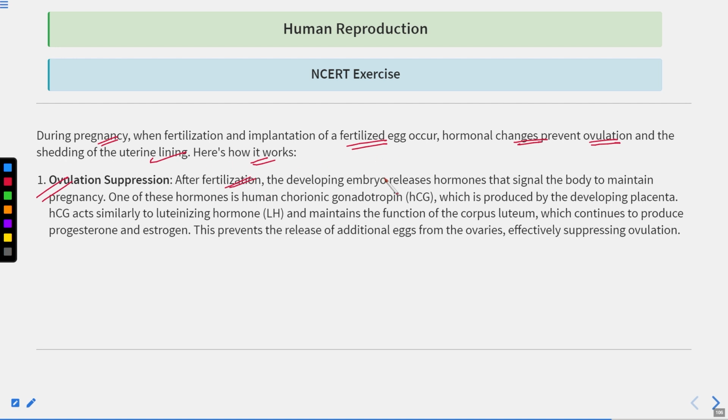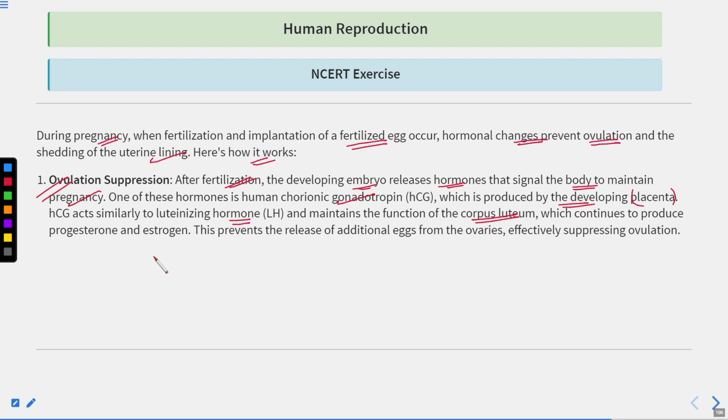After fertilization, the developing embryo releases hormones that signal the body to maintain the pregnancy. One of the hormones is human chorionic gonadotropin hormone, which is produced by the developing placenta. So the placenta also acts as an endocrine tissue. Now this HCG acts similarly to the luteinizing hormone and maintains the function of the corpus luteum.